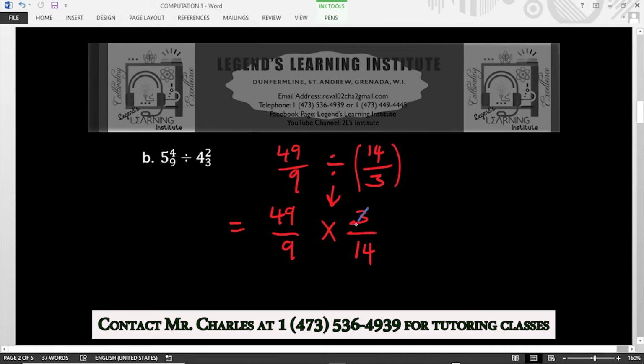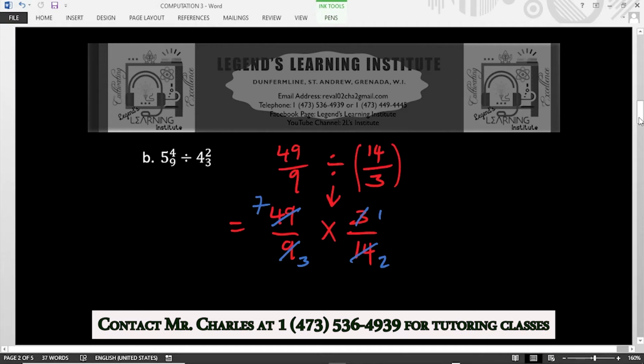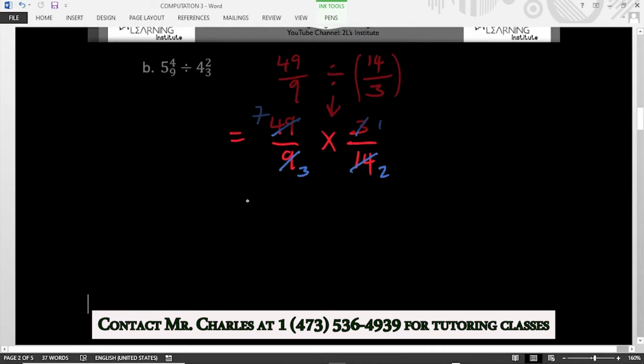So 3 into 3 is 1, and 3 into 9 is 3. Then 7 can go into 14 as well as 49. 7 into 14 is 2, and 7 into 49 is 7. We cannot cancel any further, so the most we can do now is multiply across. 7 times 1 is 7, and 3 times 2 is 6, so we get 7 over 6 as our answer.